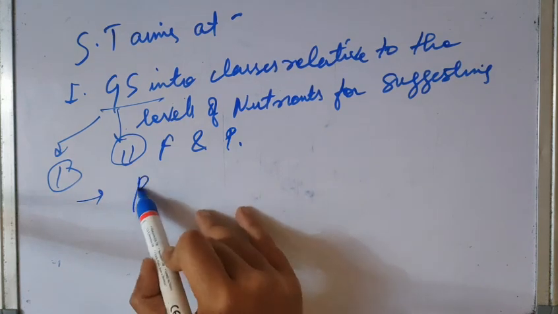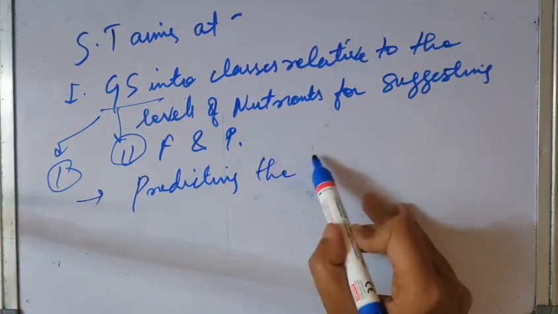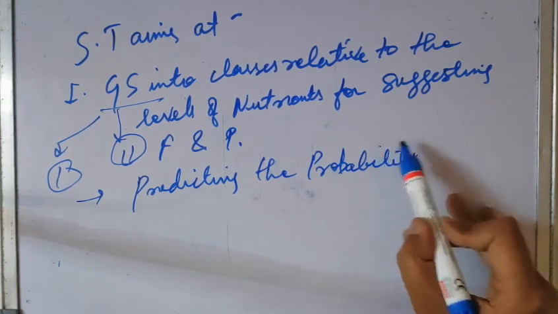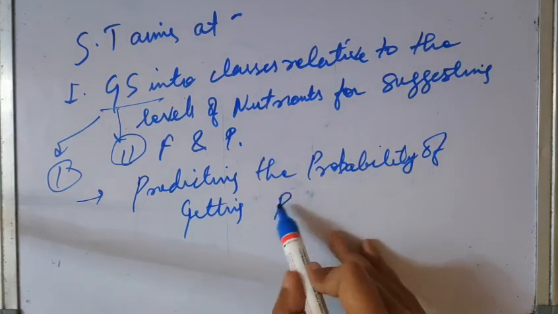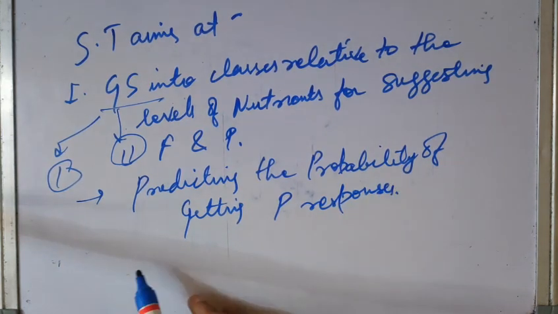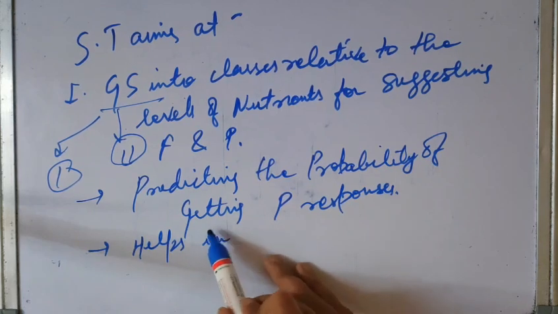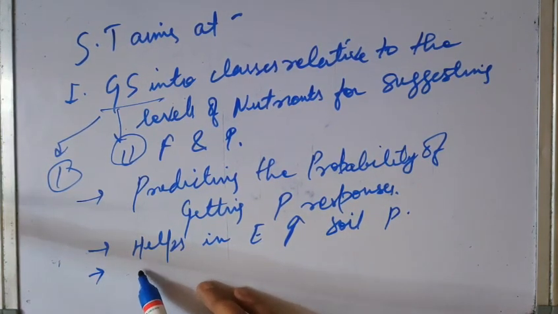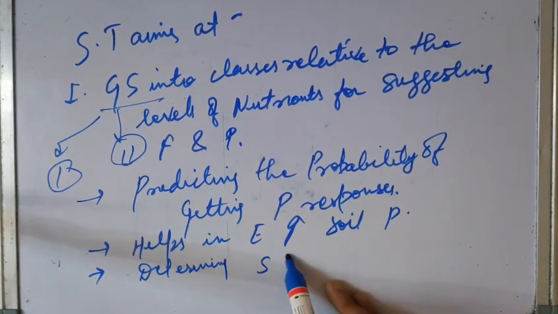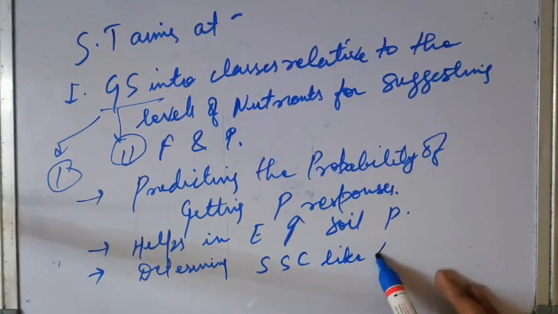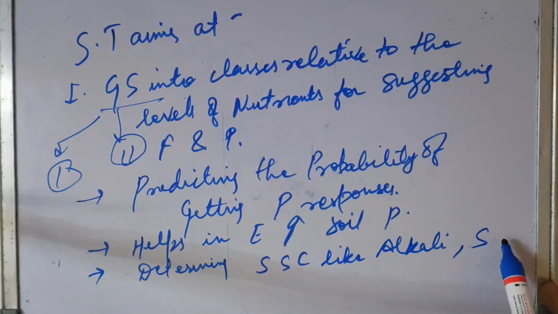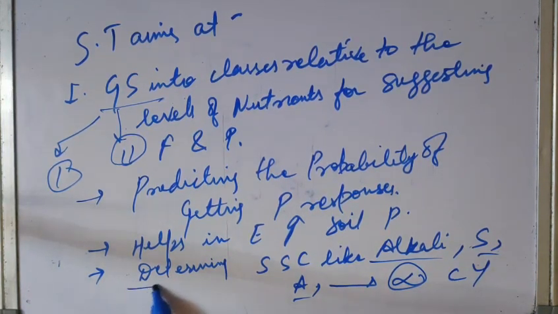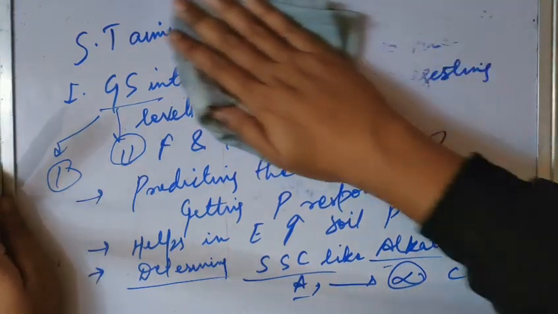It helps in predicting the probability of getting profitable responses. It helps in evaluating or increasing soil productivity. It helps in determining specific soil conditions like alkali, salinity, acidity, which limit crop yield. So it aims at determining a specific soil condition and treating as per it. So these were the aims of soil testing.